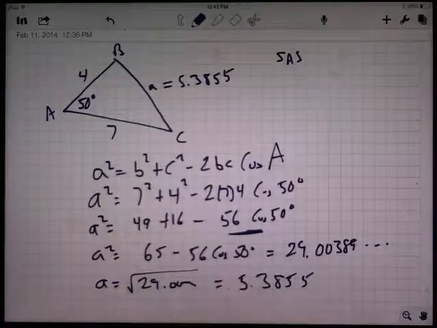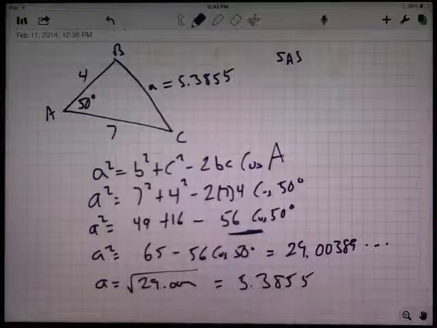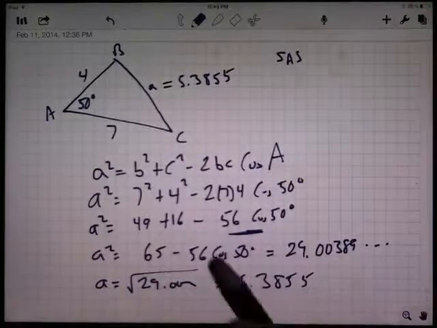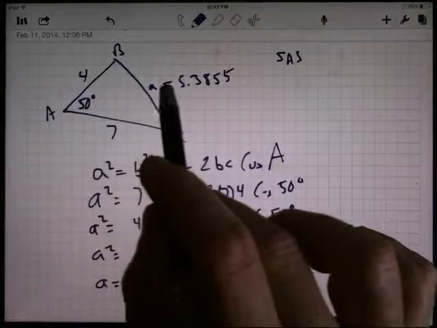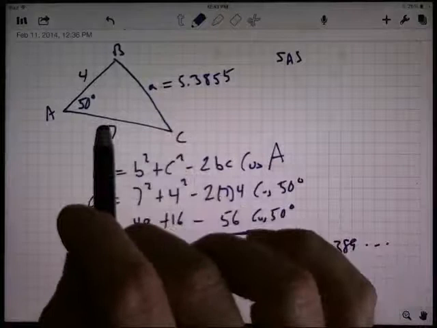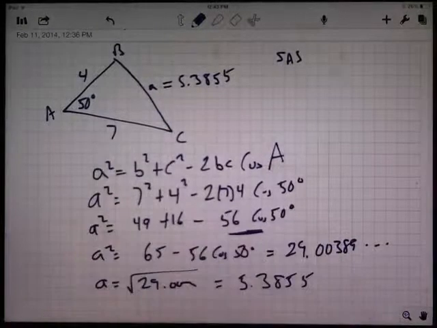Now I got to find the angles. And I could use the law of cosines to find the angles here, but actually I always find it easier to use the law of sines if I can. I have an angle 50 and the opposite side now, so I can use the law of sines to find either angle B or angle C.